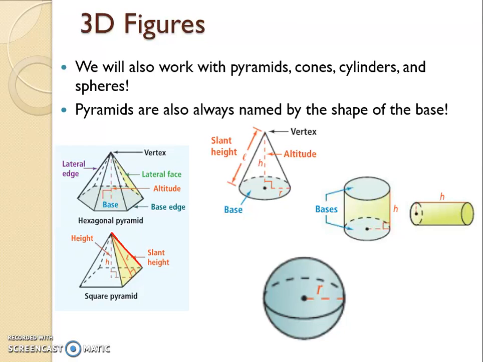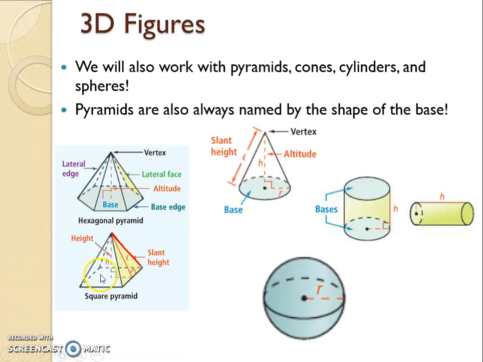Pyramids are also always named by the shape of the base. So right here, you have a base which is a hexagon. So this is a hexagonal pyramid. This is the base. This is the vertex. This is the lateral face. These are lateral edges. The altitude is inside. The altitude is 90 degrees from the vertex, inside, perpendicular to the base. And this is the base edge.